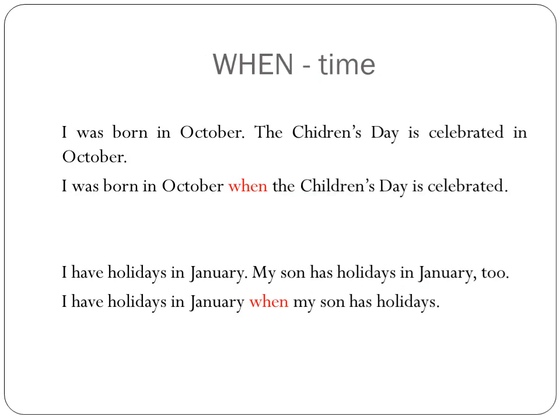The next one, when. When refers to time. So: I was born in October. The Children's Day is celebrated in October. The element that is repeated in both sentences is October. Let's substitute one of them by when. I was born in October when the Children's Day is celebrated.